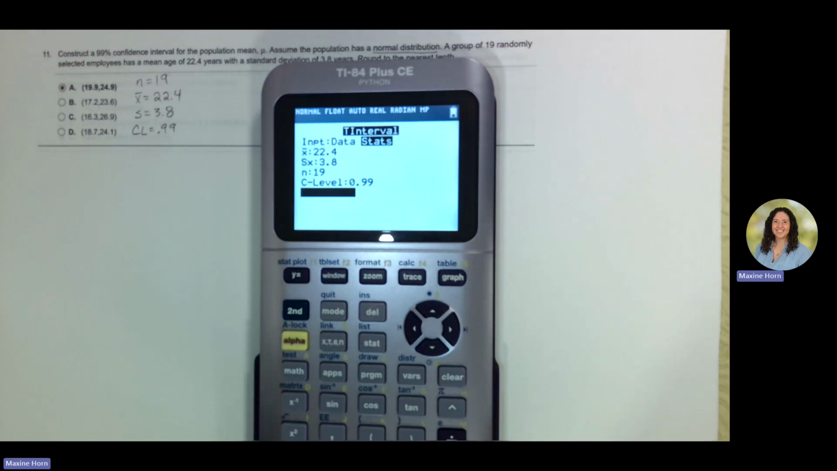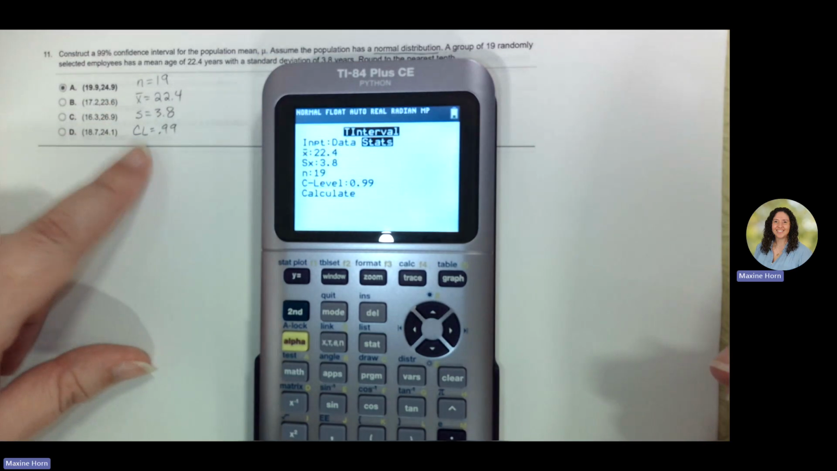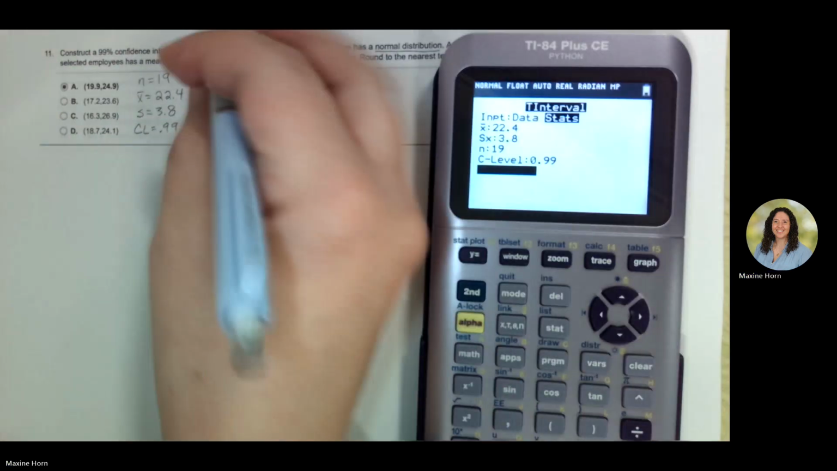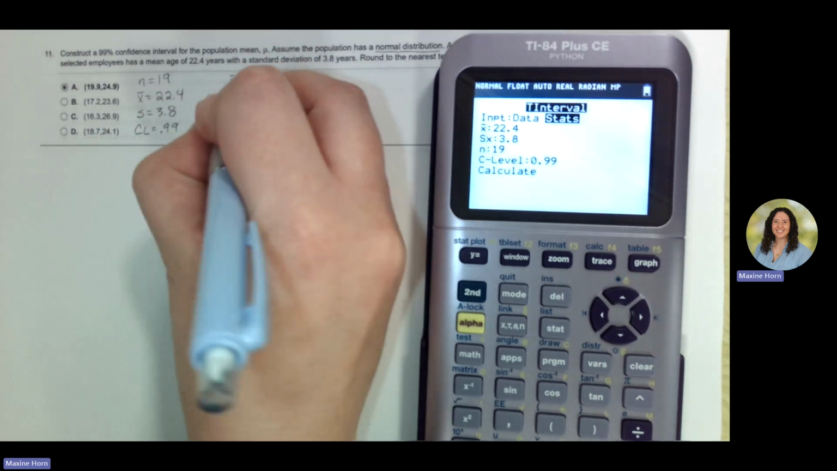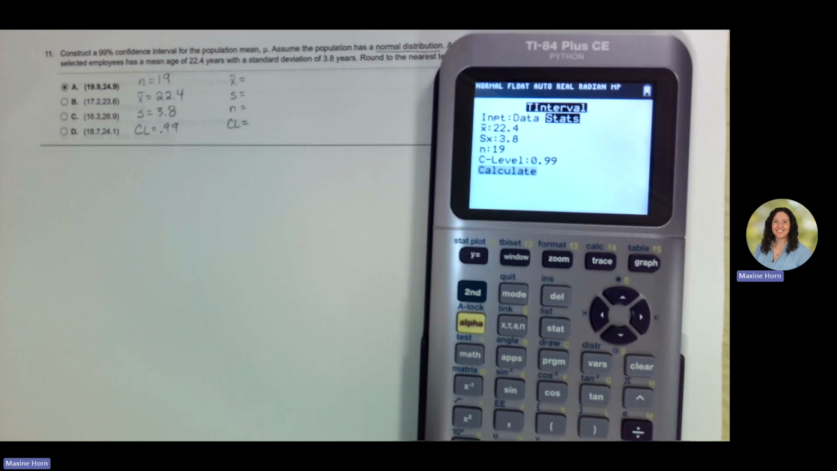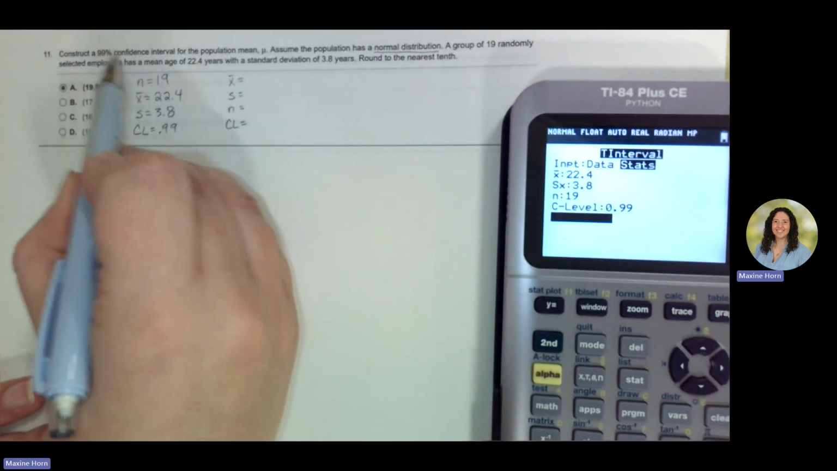But if you do find that you're doing that a lot, then it might be a good idea to, instead of writing down what they've given you in the order that they give it to you in the problem, do this. You can say, okay, I know in the calculator, this is the order that I'm going to have to write things. So you could write it out like that, and you could say, okay, a 99% confidence level.